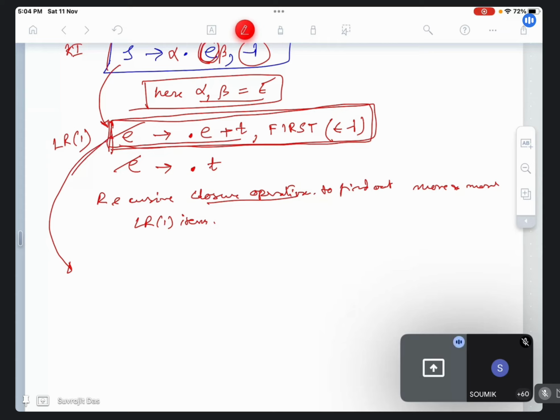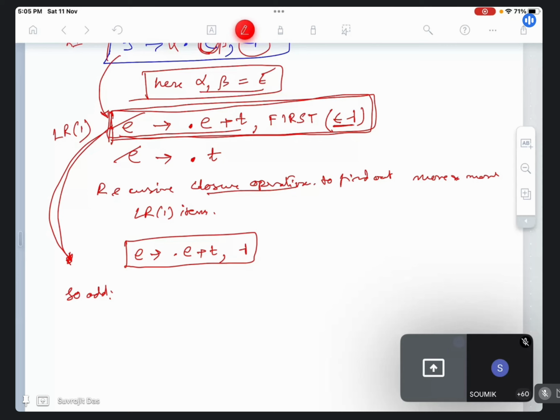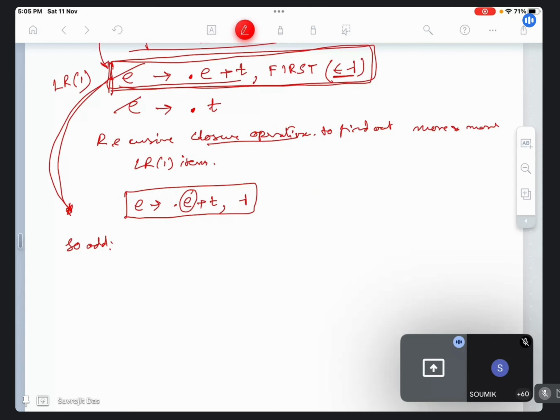So let me write down this LR1 item. So what was the item? It was E goes to dot E plus T followed by the end marker. This is the LR1 item that we generated, because first of epsilon end marker is the end marker, right? So what does the algorithm say? We add LR1 items that look like this. So this E is on the right of the dot. So I take care of this E with the same production again, right?